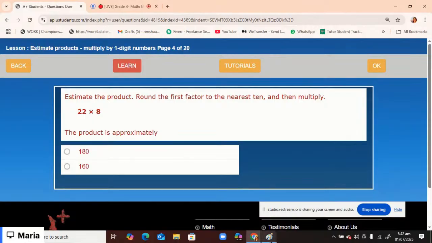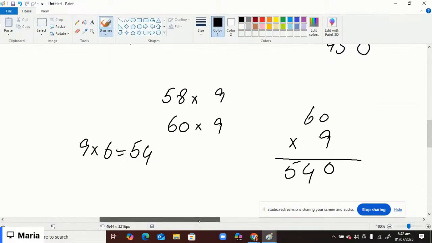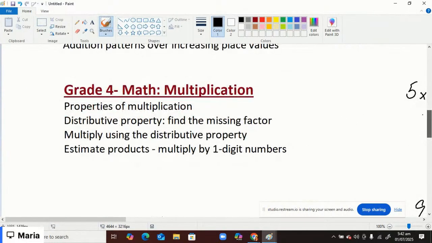Hope you understand this lesson as well. So today we discussed grade 4 maths. The chapter we discussed is multiplication, and here is the list of lessons: properties of multiplication, distributive property, find the missing factor, multiply using the distributive property, estimate the products, multiply by one digit. So make sure before starting the next session to practice all these chapters and lessons.